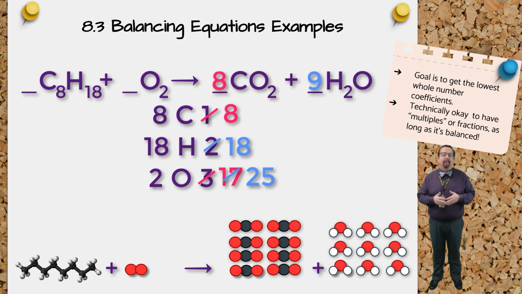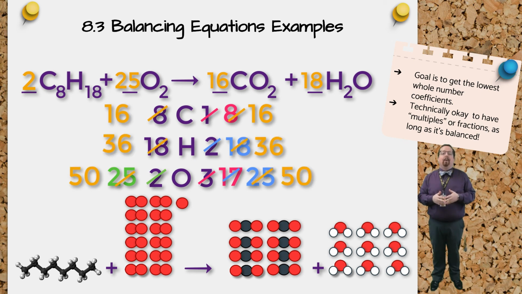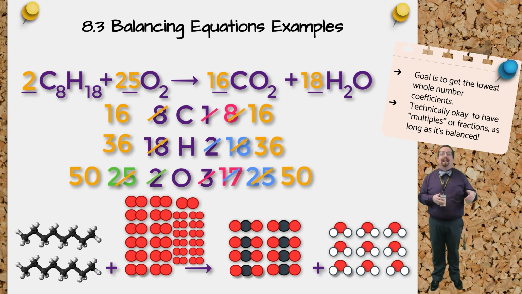When you get to this point, it's probably a little frustrating because there doesn't seem to be a clear path to victory. The only thing I can do is multiply my O2 by 25 halves, which would give me 25 oxygens on the left. But can our coefficients be a fraction? Well, technically, yeah, they can. It's still balanced and mathematically reflects what's happening. But we're not going to have half of an oxygen molecule floating around. So it's common practice to take this fractionally balanced equation and multiply all of the coefficients by a number which would get rid of our fraction. In this case, 2. So our final answer will have coefficients of 2, 25, 16, and 18.